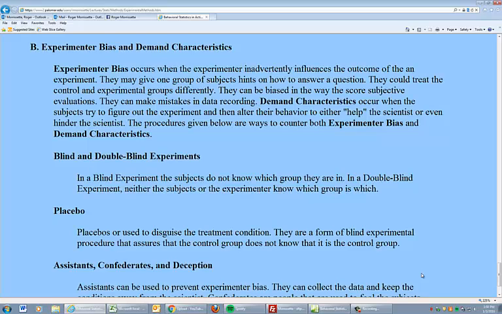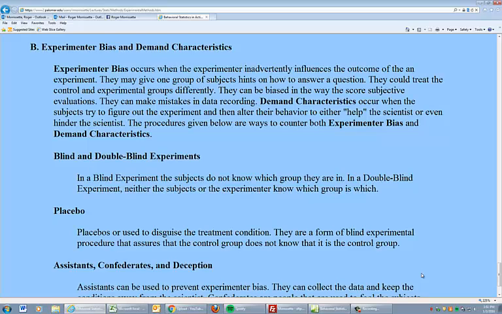You have single blind and double blind experiments. A single blind means the subject doesn't know which condition they're in. A double blind means the experimenter and the subject do not know what condition they're in. In this case, no one can tell which condition another person is in, and so you can't influence the study.